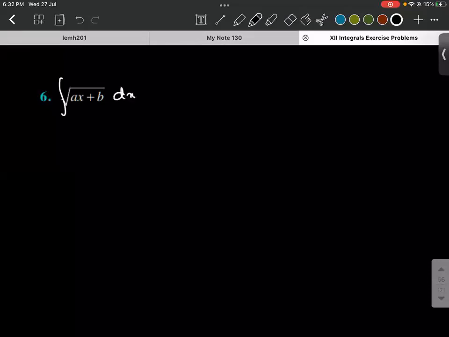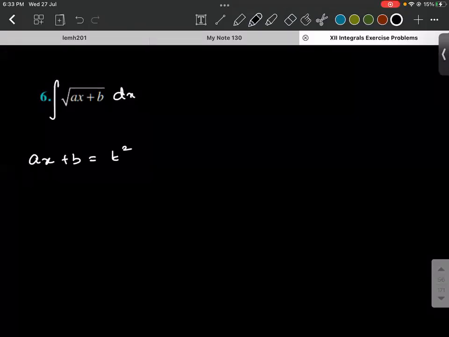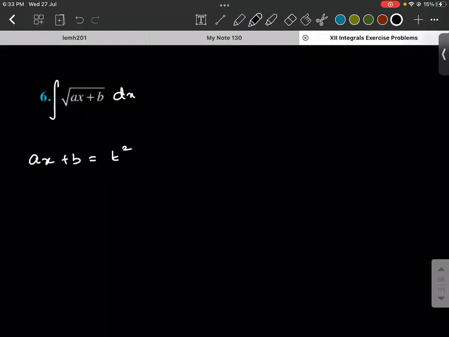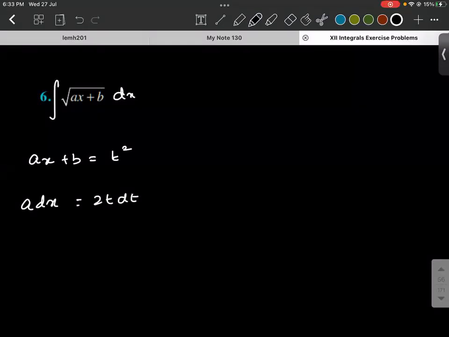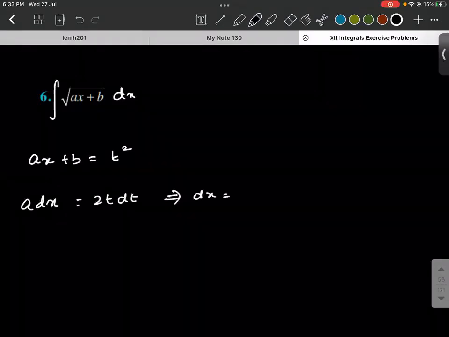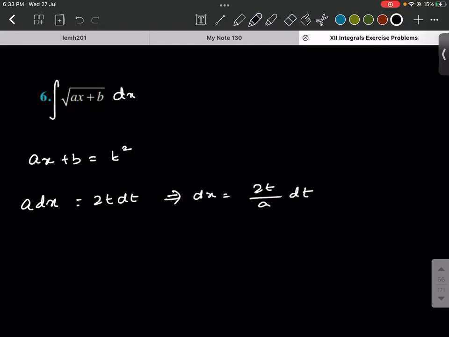Integral of root of ax plus b. Wherever square root of an algebraic function is there, substitute the whole thing as t. If you want to eliminate the square root, you will substitute this as t square. So ax plus b equals t square, and a dx will be equal to 2t dt. So dx will be 2t by a times dt.